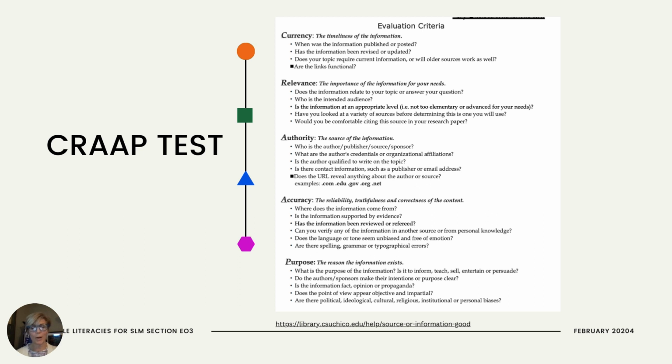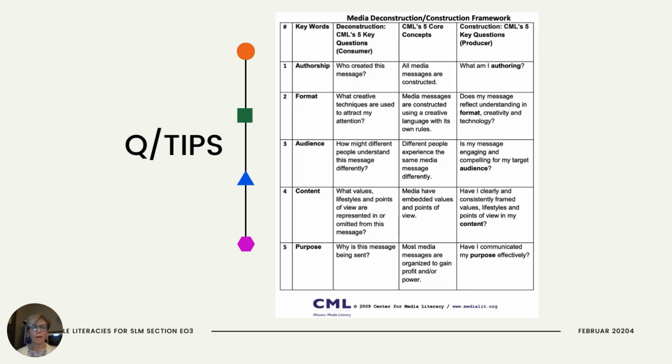Now, the reason I chose the CRAP test was because as a middle school teacher in the library, I use this a lot to help the students along their way. It's relatively simple with 5 different things to look at, and each one of those 5 carefully explained. So from currency, the timeliness of the information, all the way through P for purpose, the reason the information exists. Each one of the items is explained, each one of them is broken down, allowing the student to go on the website and literally check off each piece, each of the criteria to check whether they believe that website is credible or not. I'm comparing it with Q-tips from the Center for Media Literacy.